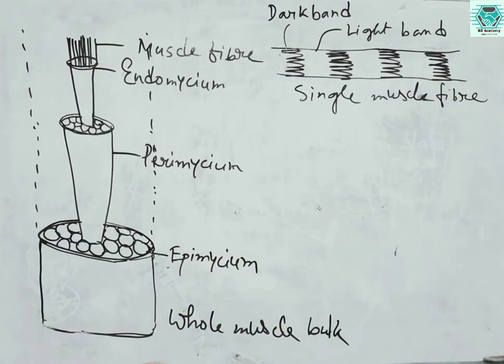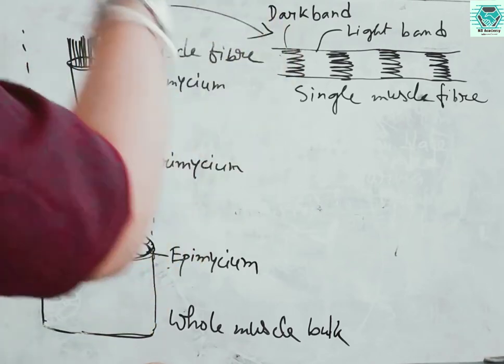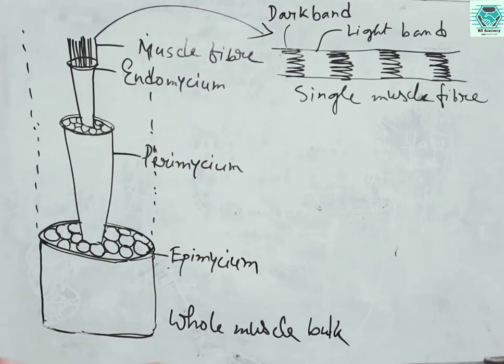So if I see a single muscle fiber, then what we find is that the single muscle fiber is made up of many myofibrils. In a muscle fiber, there are many myofibrils, and when you consider the structure of a single myofibril, then what are the bands we can find? Generally, overall the bands are called dark band and light band, and it is due to the deposition of actin protein and myosin protein. Now, in the next diagram, we can explain the bands.